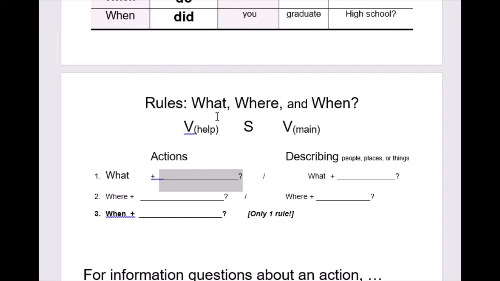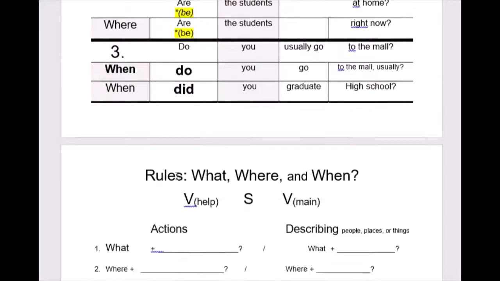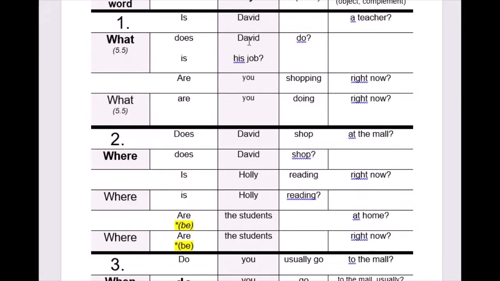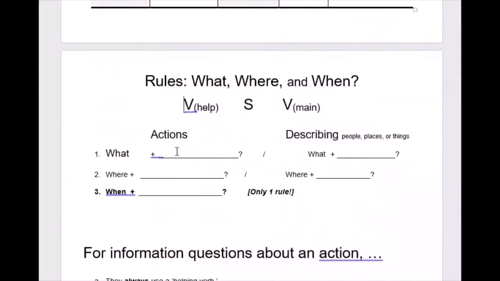So let's look at the example for what. What does David do? What are you doing? Okay. So what, with actions, I need all three of these. I need the helper verb, subject, and a verb. So let's put that together. Okay. So that's the rule for asking about actions that you do. What do you do? What are you doing? Okay.